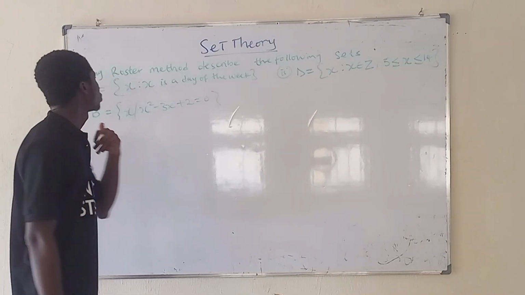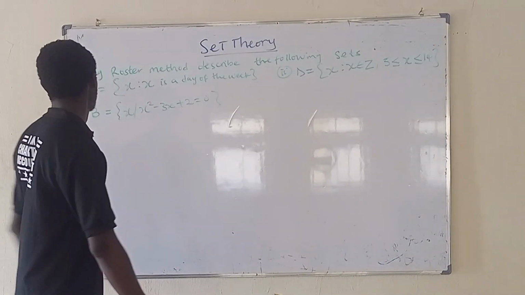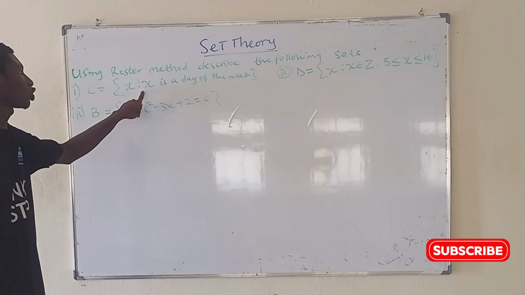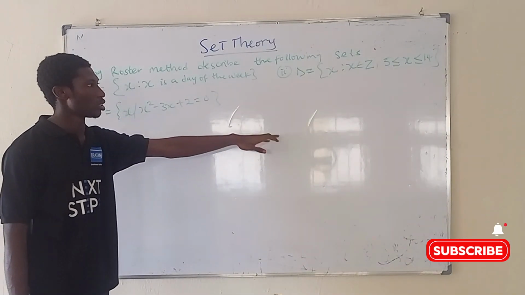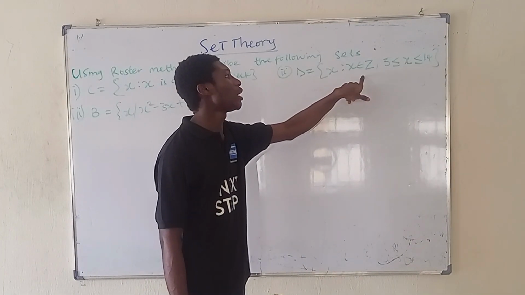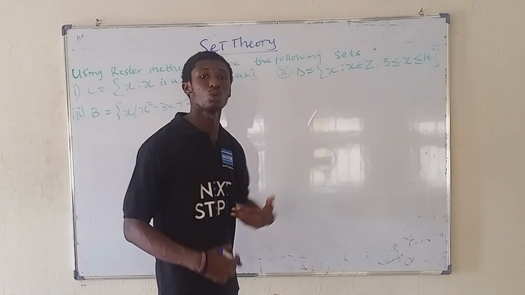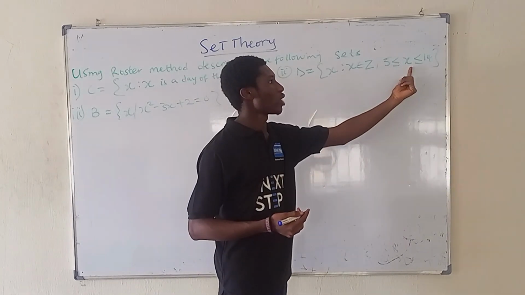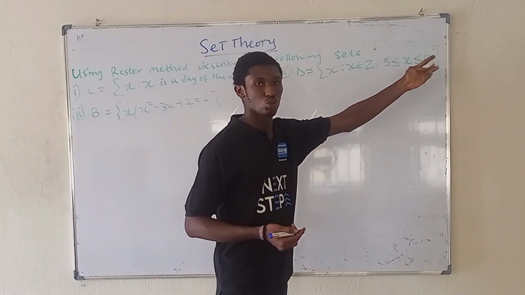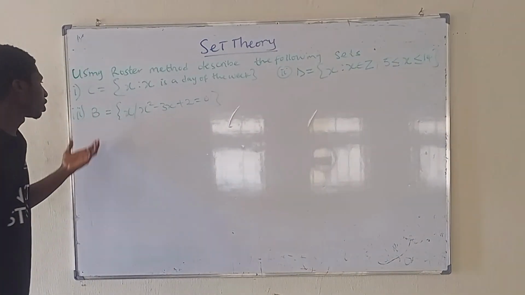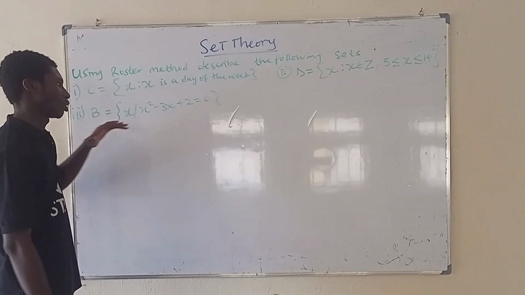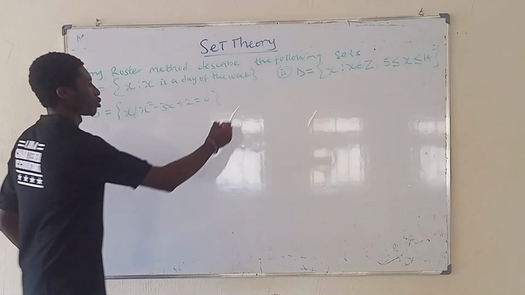So let's look at examples in order to understand them better. We have our first example. By using the roster method, describe the following sets. The first one is a set C, a set of all x such that x is a day of the week. The second one is a set of all x such that x is an element of Z, the integers, where x is greater than or equal to 5 and less than or equal to 14. Lastly, we have B, the set of all x such that a quadratic equation. So, as we've read this, let us answer it. Write it here, solution.